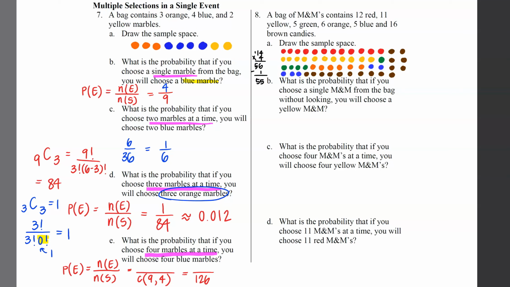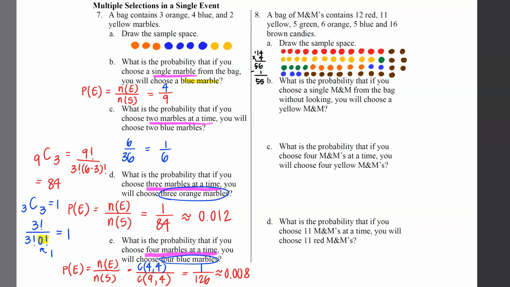Moving on to the numerator, how many different ways can the event occur? Well, the event specifically is that I select 4 blue marbles. This is just like letter D, where there are only 4 blue marbles and I want to select all 4 of them. So the combination of 4, 4 is just equal to 1. There's only one possible way that that could happen. So the probability that this happens would be 1 out of the total 126, which would be approximately 0.008.